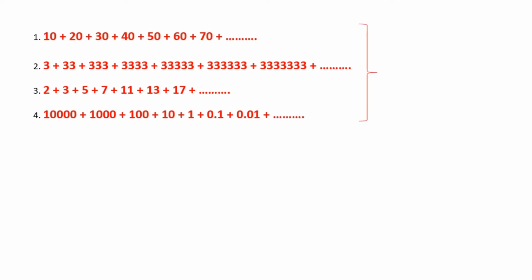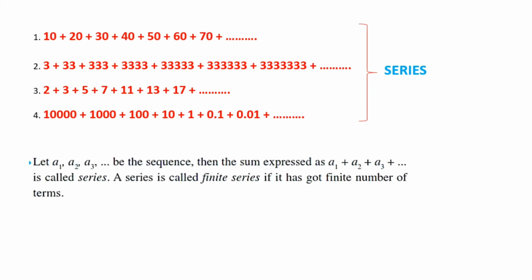So this type of arrangement, that is called the series. So let's define series. Let A1, A2, A3, etc. be the sequence. Means there is a defined rule. That is why it is called a sequence. Then the sum expressed as A1 plus A2 plus A3 plus etc. is called series. If A1, A2, A3, etc. be a sequence, the sum A1 plus A2 plus A3 plus etc. is called series.